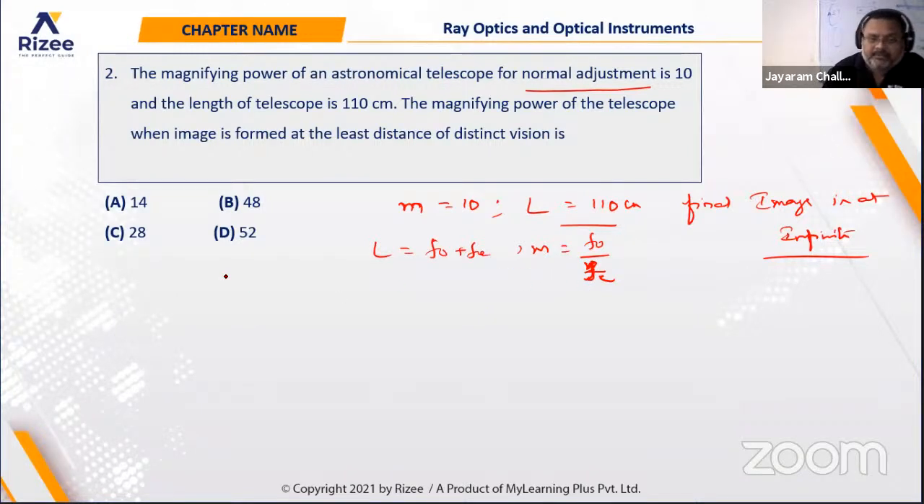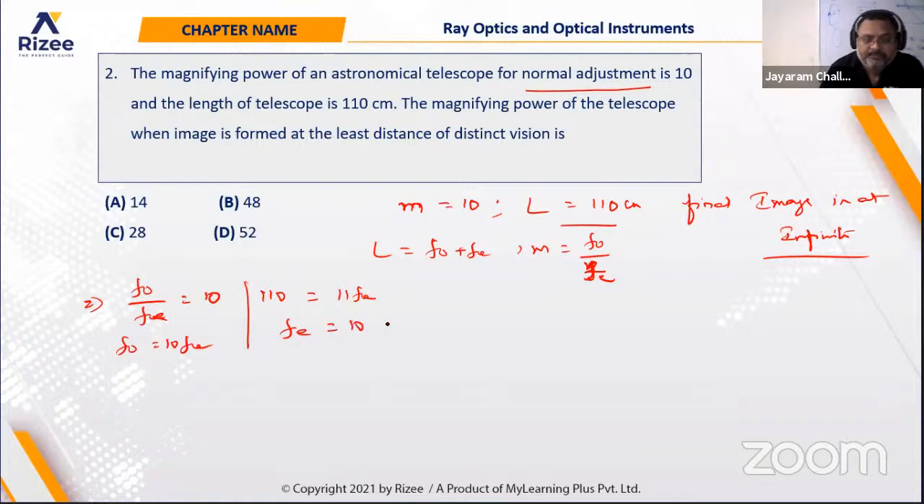Now from solving this one, F naught by Fe is equal to 10. From this one, F naught is equal to 10 Fe. Substituting in this relation, L is equal to, that is 110 is equal to 11 Fe. From this one, Fe is equal to 10. Since Fe is equal to 10, F naught is equal to 10 times Fe, which is equal to 100. So now we have got the F naught and Fe values.